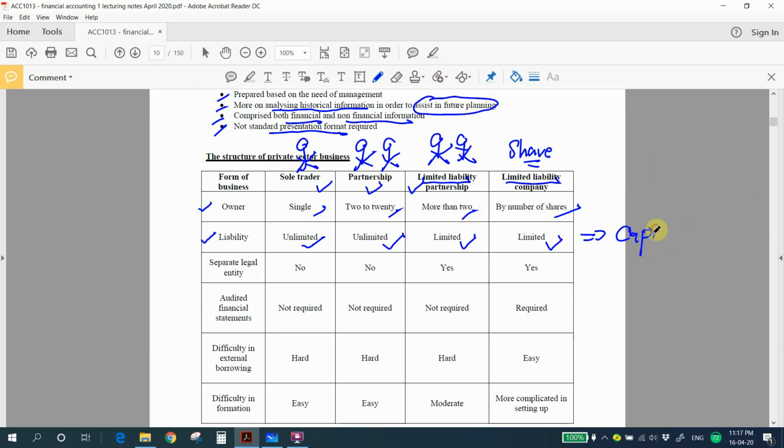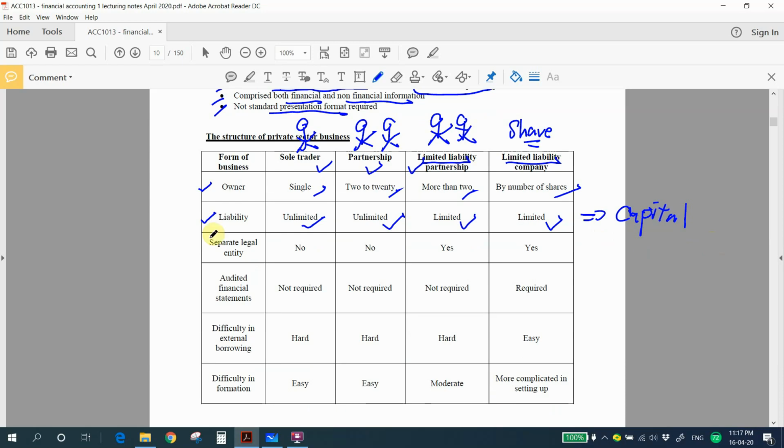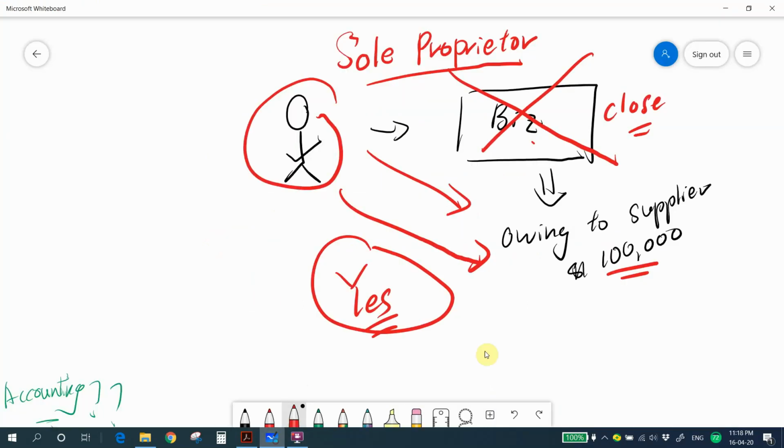Limit on the capital that you invest in the business. Next, whether a company is a separate legal entity. For sole trader and partnership, the answer is no. For limited liability partnership and limited liability company, the answer is yes. So let's use another example to illustrate the separate legal entity.